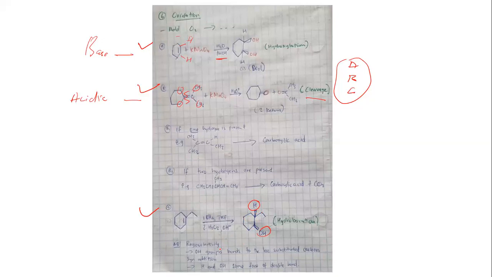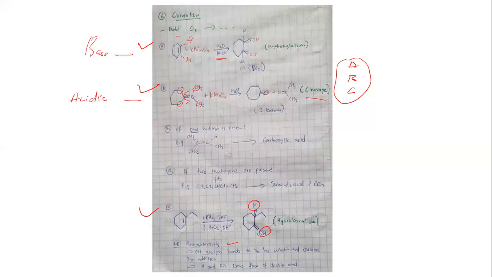Now you have to understand the regioselectivity under this reaction: the OH group bonds to the less substituted carbon. This carbon is bulkier, and this one is not as bulky. So our H will bond to the more substituted carbon, and then OH will come over there. And again, the stereochemistry is very important.